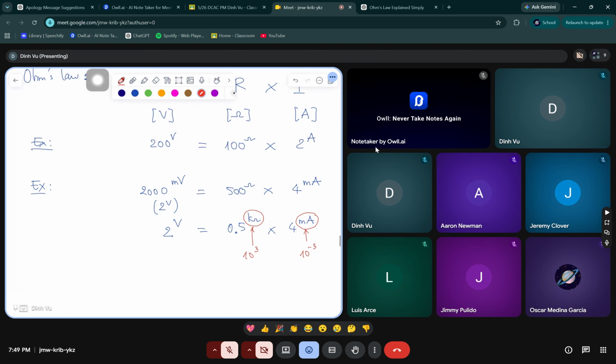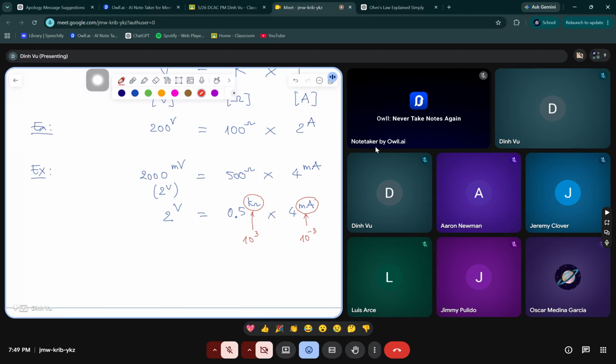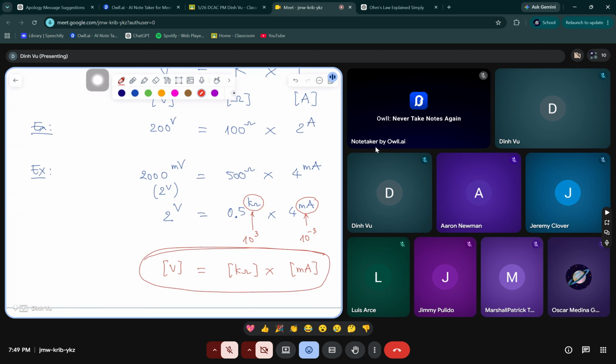Okay, so in brief, I would like to repeat. If R is in kilo ohms and current in milliamps, they will cancel each other, and then the voltage will be in volts. If R is in kilo ohms, current in milliamp, the voltage will be in volts. So please remember this for your calculation.